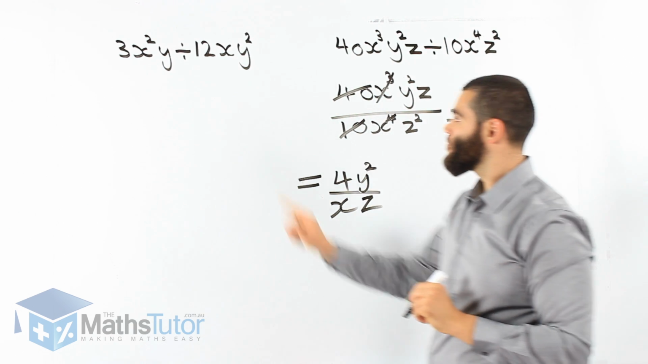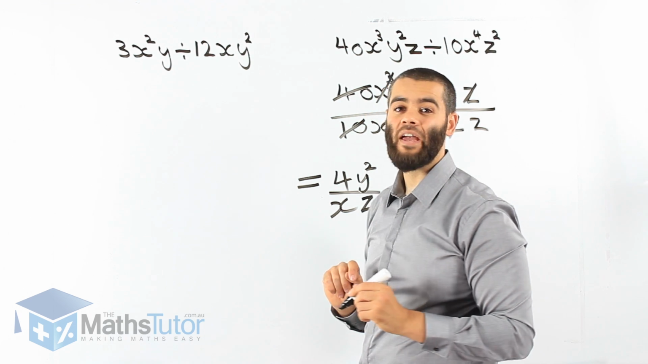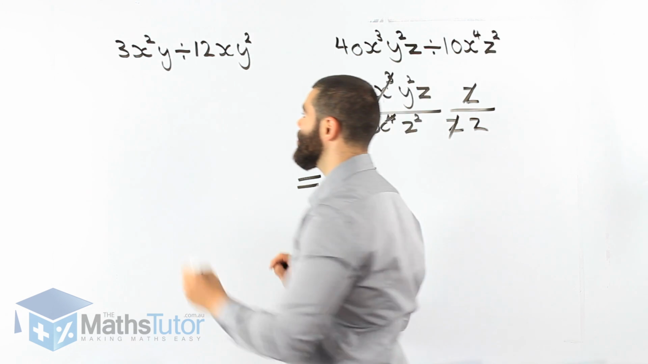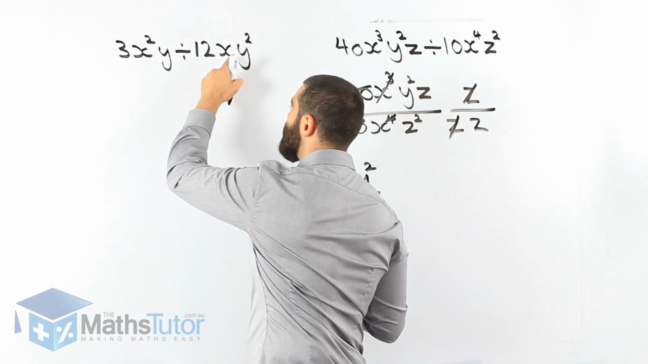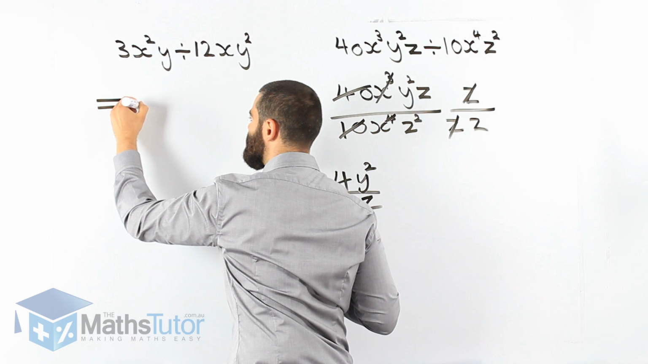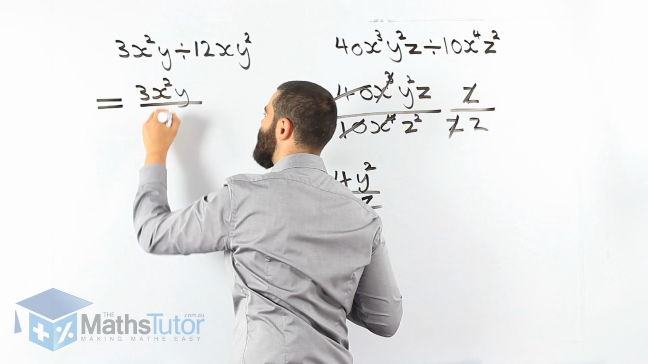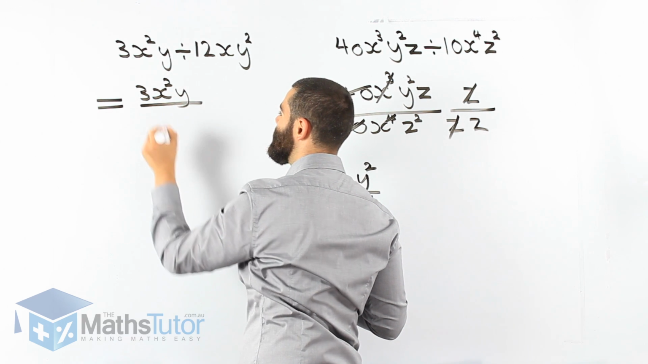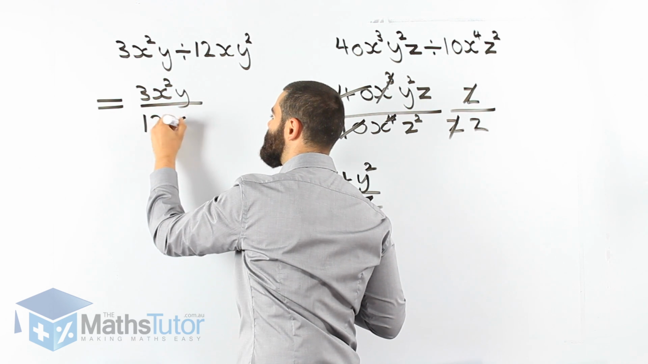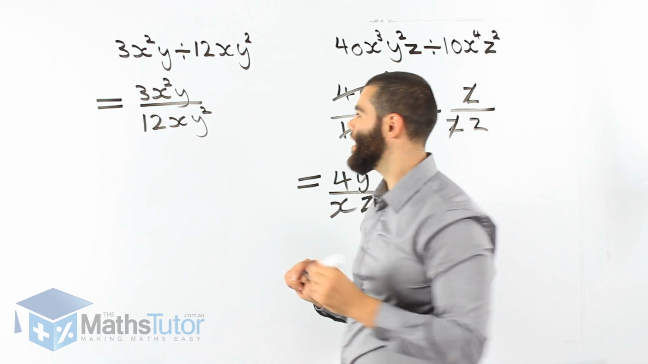Next one. We know 3x squared y divided by 12xy squared. Very important to know x squared y, xy squared. Don't get that mixed up. In fraction, 3x squared y. Fraction bar is a division here, 12xy squared. Make sure we copy it down correctly. Now we simplify.